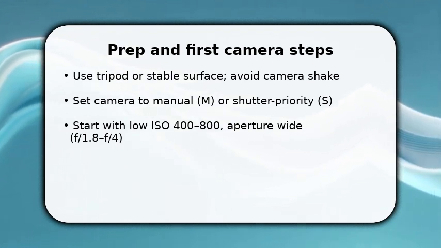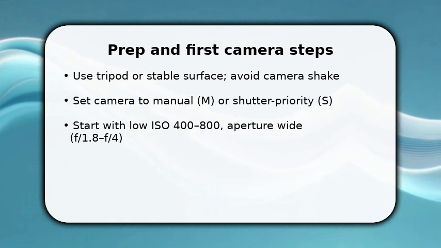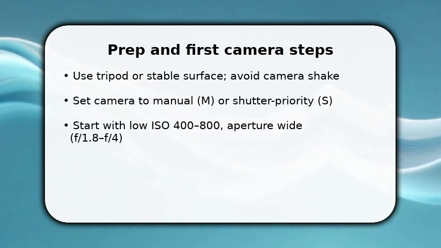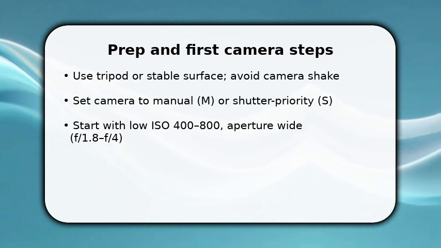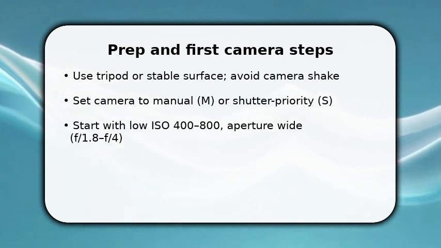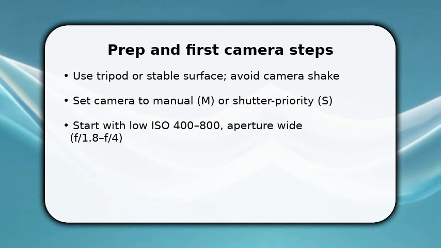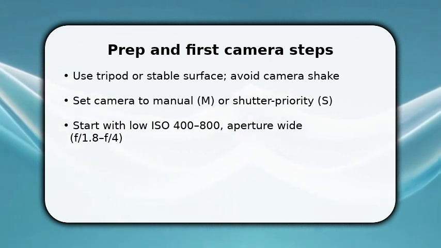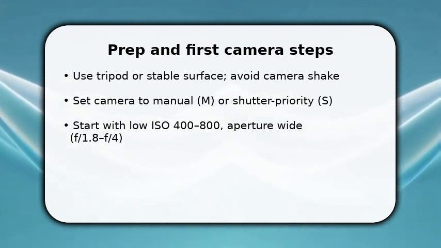Choose a wide aperture to let more light in, and start with ISO 400-800 to balance noise and brightness. Once set, compose your frame and lock focus using live view or manual focus. Doing this early prevents chasing exposure while the scene changes.